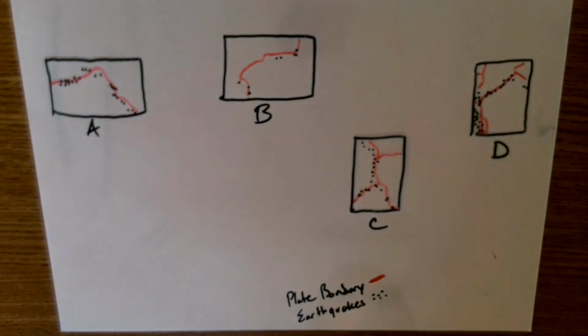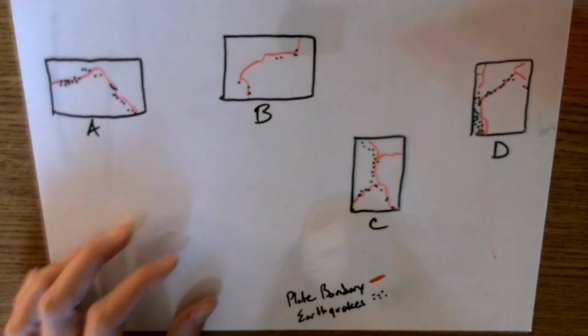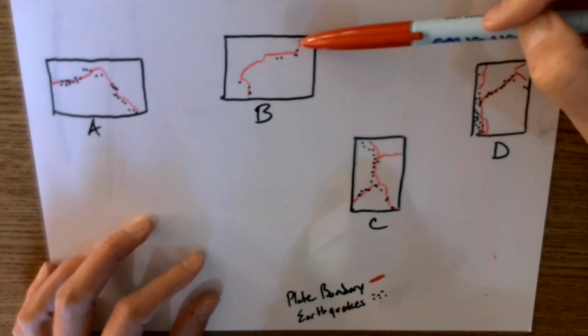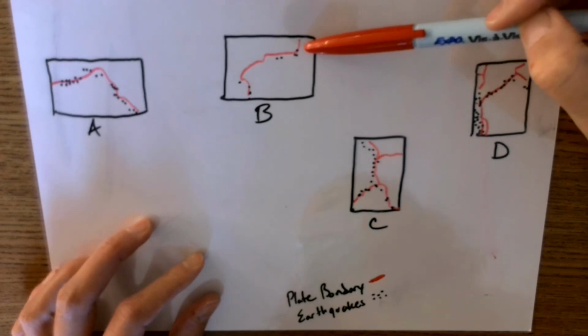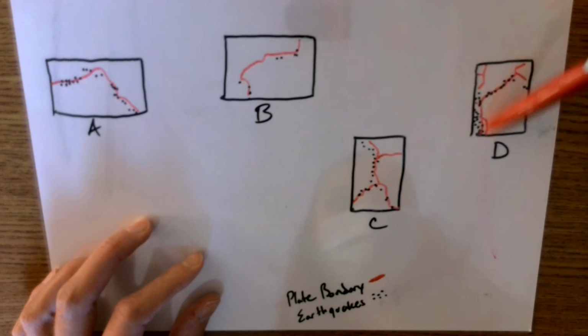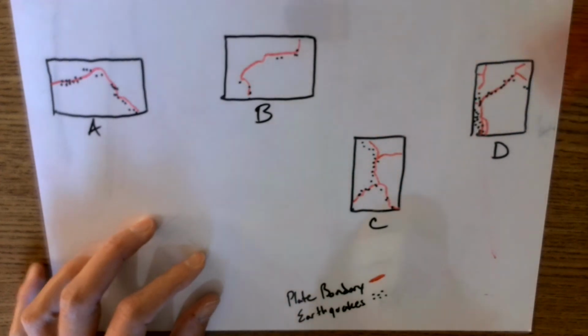Earthquakes. So anywhere, we can determine that anywhere there's a plate boundary, an earthquake is likely to occur. So anywhere there is a plate boundary, we are likely to see an earthquake take place. All right?